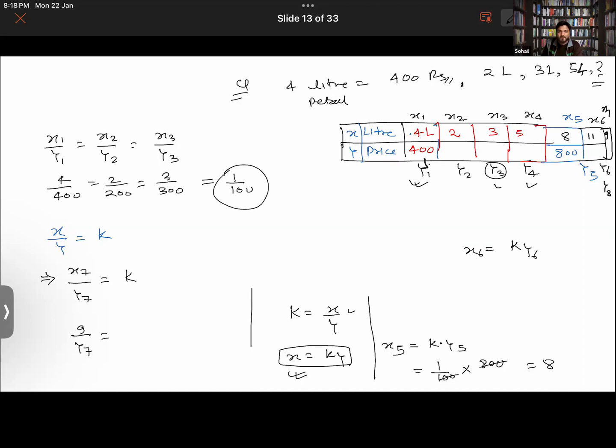Yes, Moz, k is 1/100, right? So let's write it 1/100. So y7 equals 100 times 9, thereby we are getting 900. So we can also multiply it by seeing the patterns. Exactly. If you are having smaller numbers like this, just by looking at the pattern you can solve it.